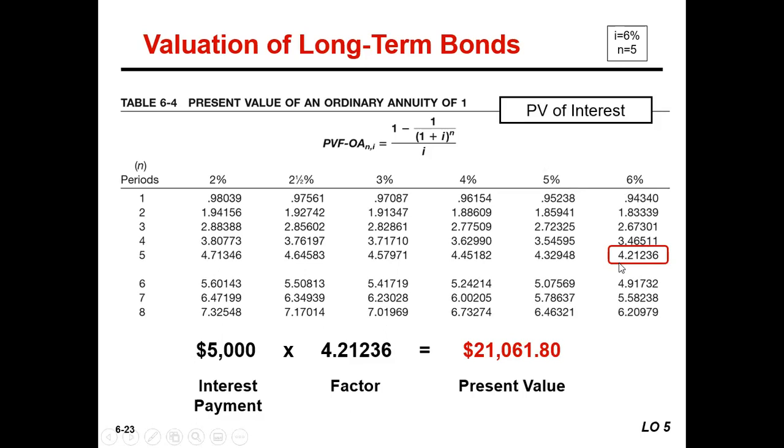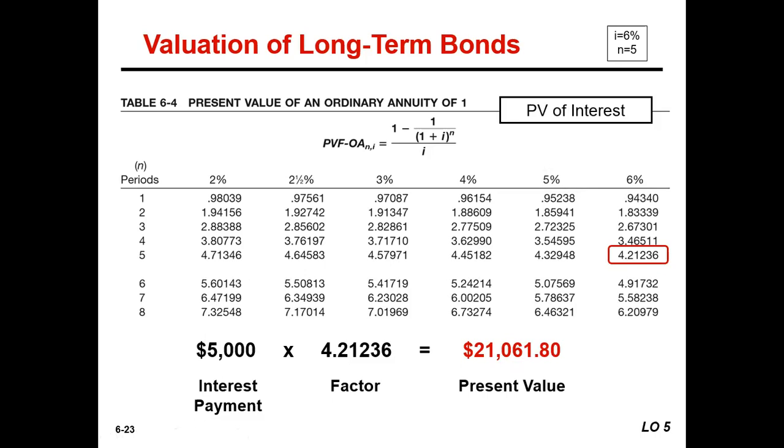So we take our 5,000 times that factor, and the present value of those interest payments is 21,061.8. Again, $5,000 a year for 5 years would be 25,000 that these bondholders would be paid if they waited the entire 5 years, right? But when we take away that interest and discount it back to what it's worth presently, it's worth 21,061.8. So we calculated the present value of the interest.